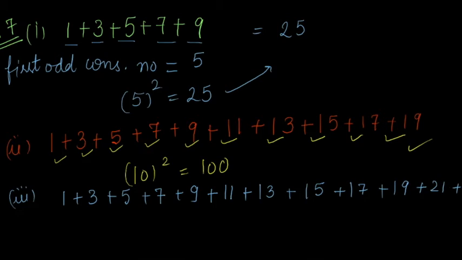Now start counting the numbers. 1, 2, 3, 4, 5, 6, 7, 8, 9, 10, 11, 12. It means the square of 12, which is equal to 144. So if the given pattern is the pattern of odd consecutive numbers, you just need to count how many numbers are there, take their square, which will be equal to the sum of the given pattern.